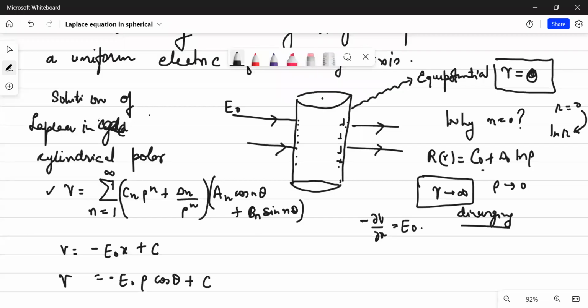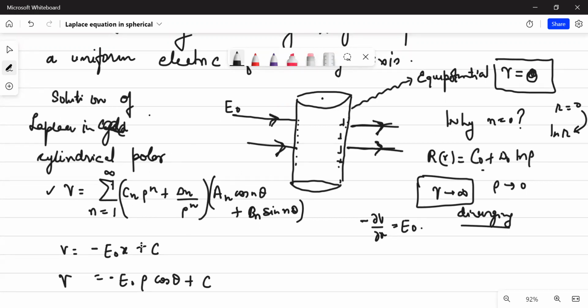Okay, so we were discussing this problem of an uncharged conducting cylinder placed in an external electric field along the x-axis. This is the problem that we were discussing. And we already know that the solution for Laplace's equation in cylindrical polar coordinates in general is given by this. Also understand that no longer can I write this as the potential inside and this as the potential outside.